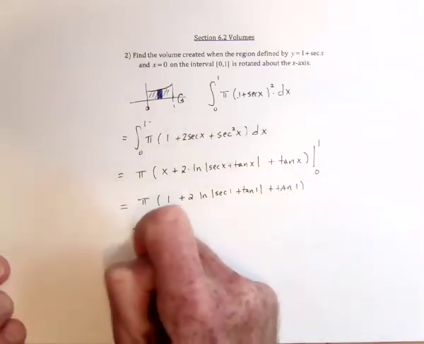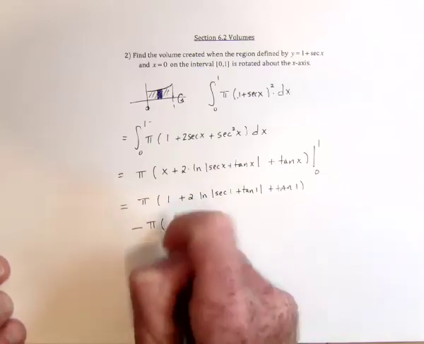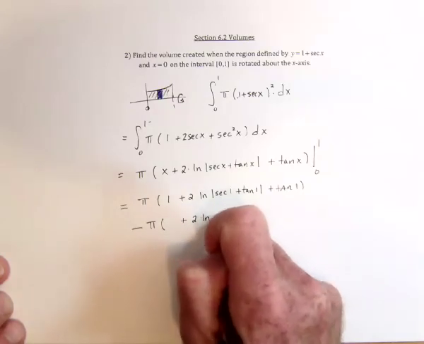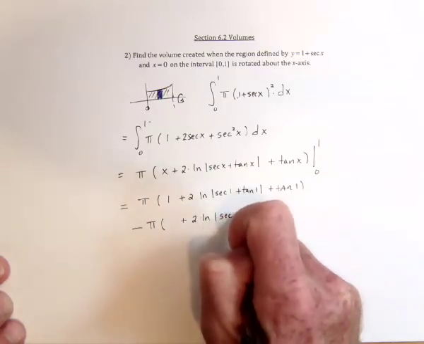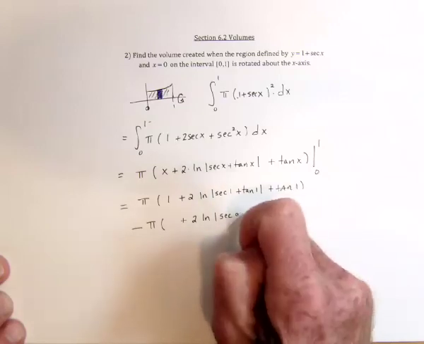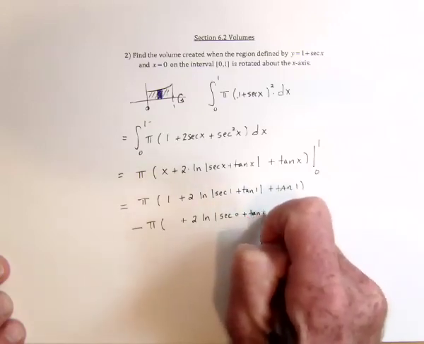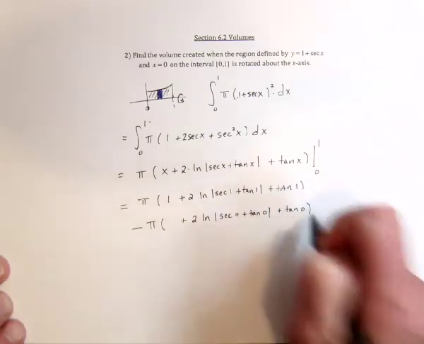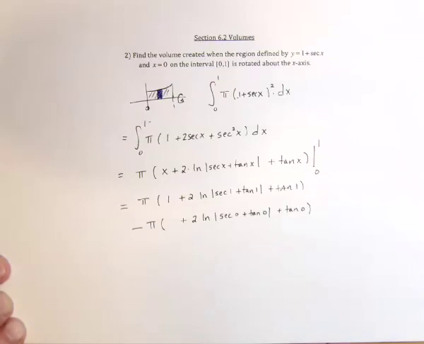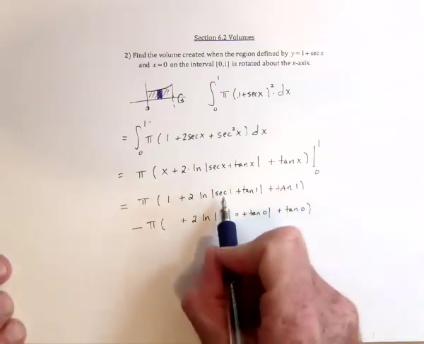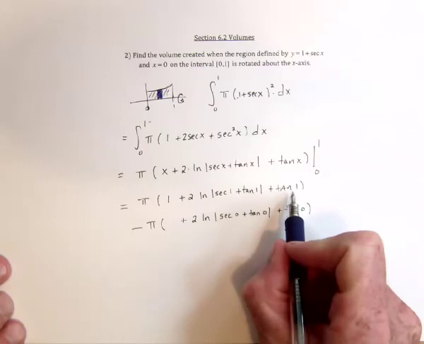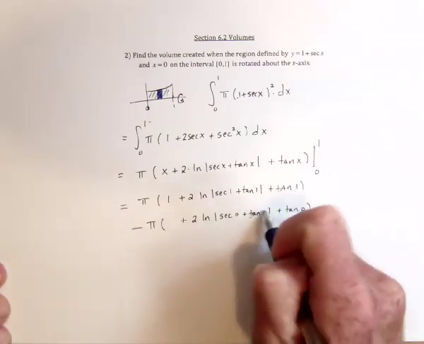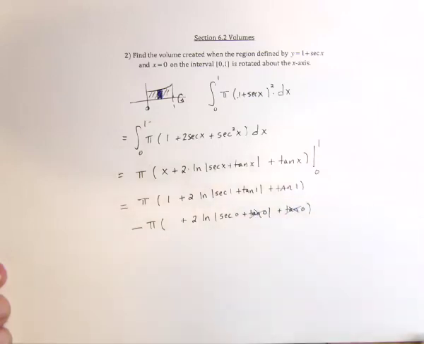And then minus, substitute a 0, so that's going to be 0, then we've got 2, the natural log secant of 0 plus tangent of 0 plus tangent of 0. Well, you've got to make sure that your calculator's in radians and just type that in. Tangent of 0 is 0, so this is actually gone and this is actually gone.